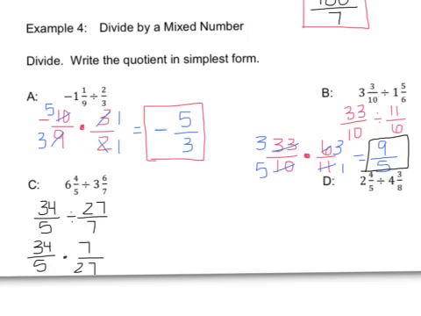Then we need to look and see if we can reduce anything, and surprisingly we can't. 34 and 27 don't have anything in common, so we're just going to have to multiply straight across. 34 times 7, you should have gotten 238. 5 times 27 is 135. And you are finished. Those numbers are very high, but there's nothing else you can do with them.